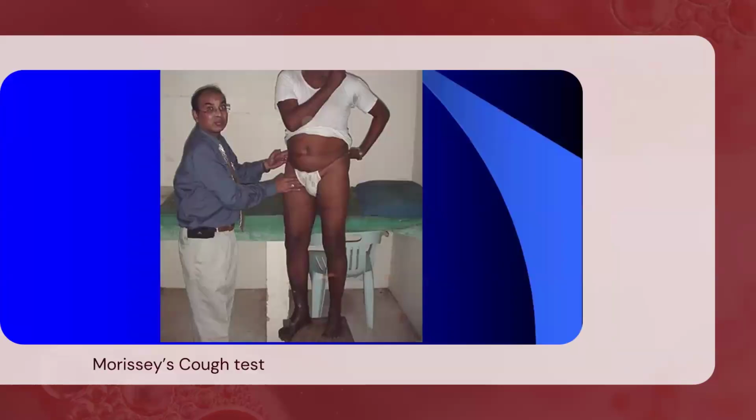The Morrissey cuff test is usually seen in long-standing venous incompetence. We can feel the cuff impulse on the SFJ.